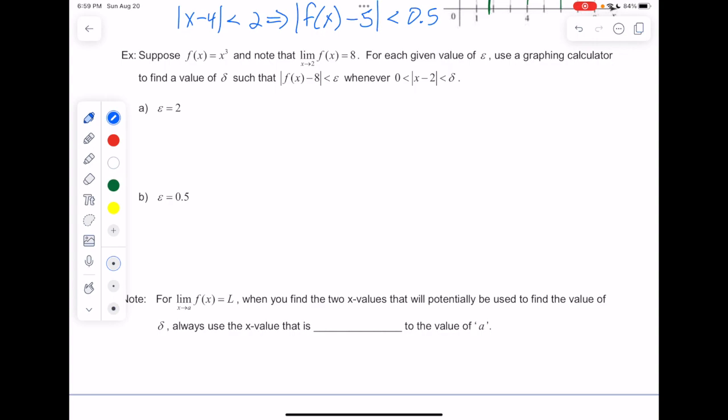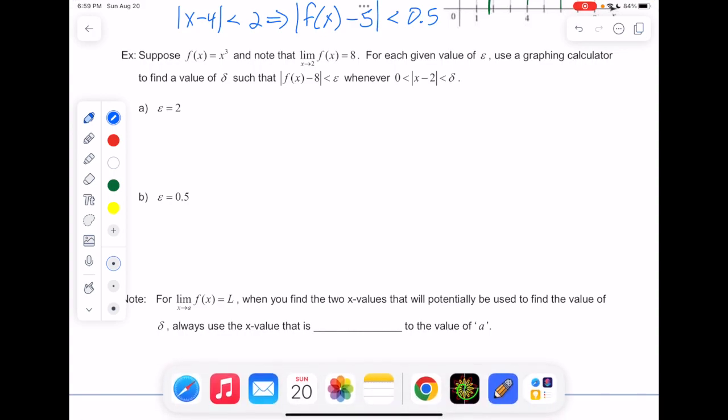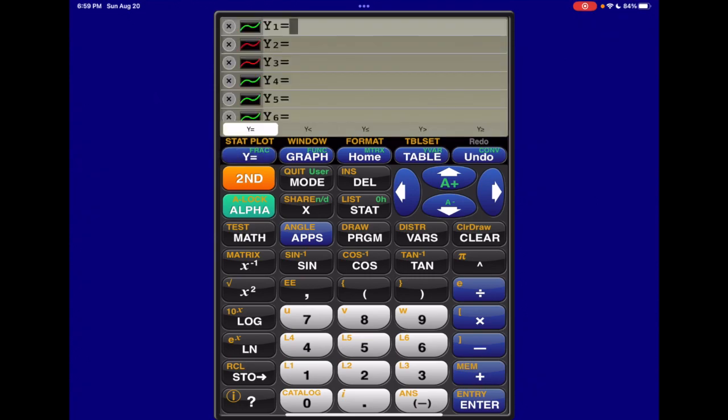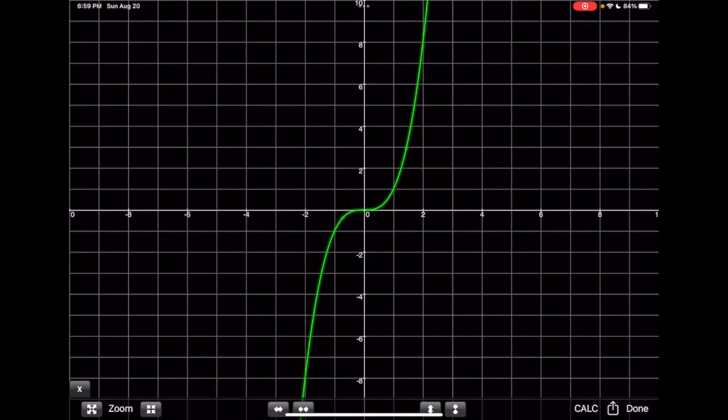To recreate the graph, the first thing you want to do is just graph the function. So let's switch over to the graphing calculator and enter that in. Our f of x here is y equals x cubed. So we'll go ahead and enter that and look at the graph real quick. There's our standard x cubed function. We're looking at the limit as x approaches 2, so that should be that 8 value right there. We can see that visually, but we want to explore the epsilon delta proof idea on this picture.